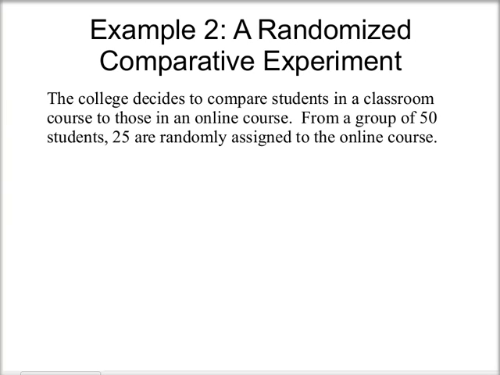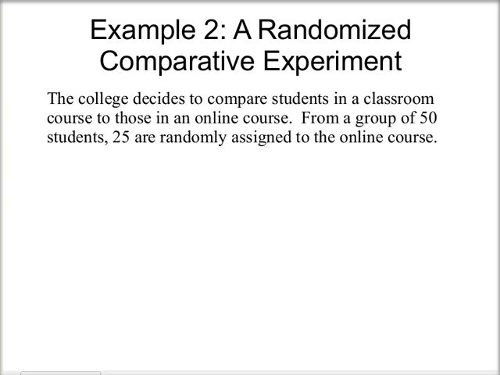For example 2, we'll look at a randomized comparative experiment and try and look at the same thing. So the college now decides to compare students in a classroom course to those in an online course. So in this case, we're going to have a control group of students in the classroom course. From a group of 50 students, 25 of them are randomly assigned to the online course.